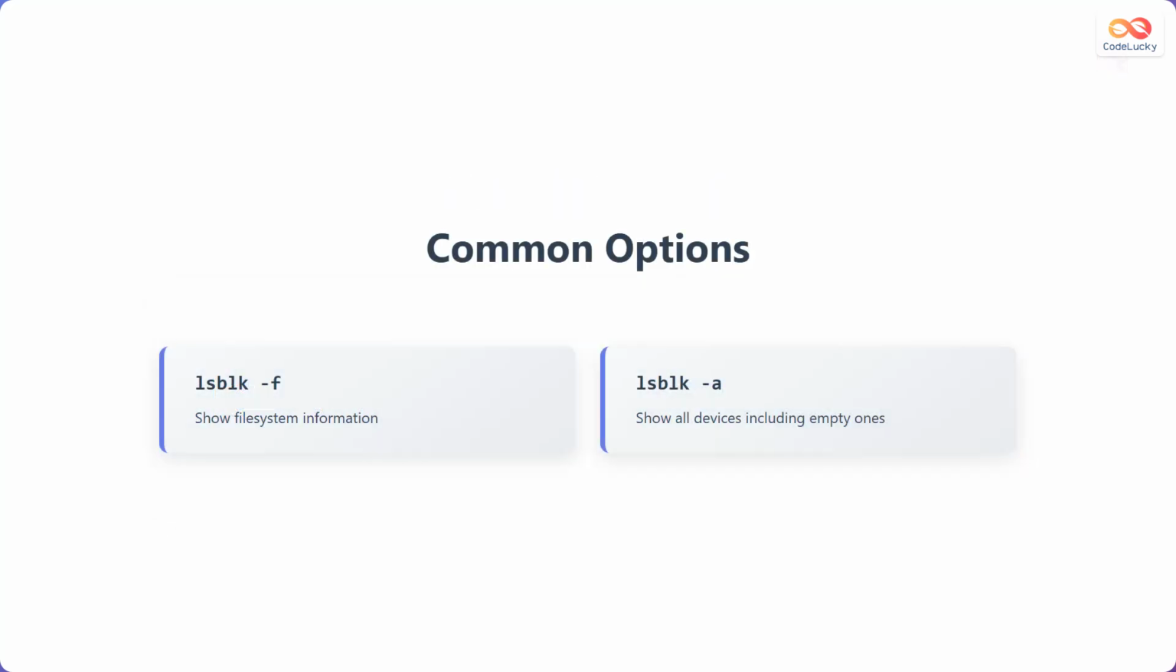Here are some common options for the lsblk command. lsblk with the option -f will show file system information. lsblk with the option -a will show all devices, including empty ones.